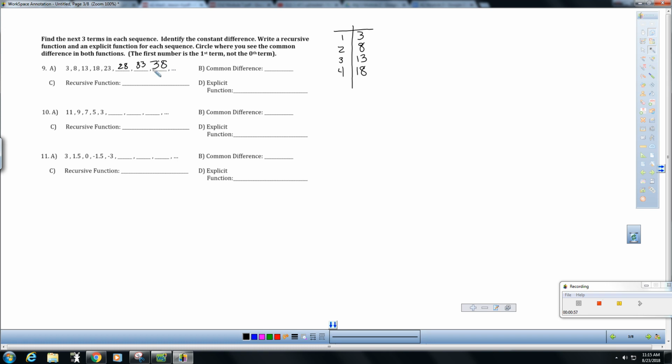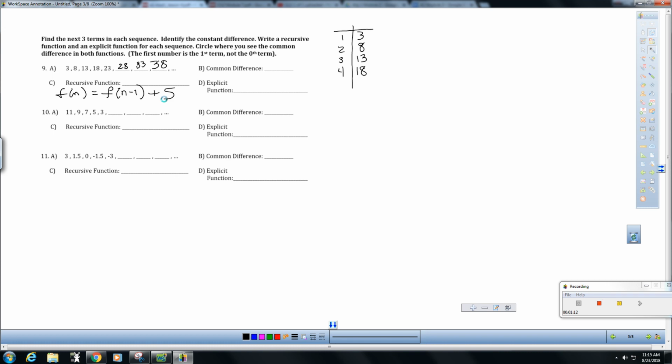And the recursive function, well, to get f of n, take f of n minus 1 and add 5 to it. Okay, so that is the recursive function. The real issue here is the explicit function. That's the hardest thing to come up with.